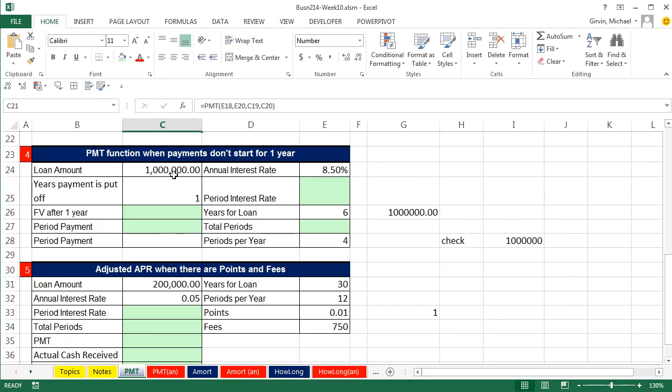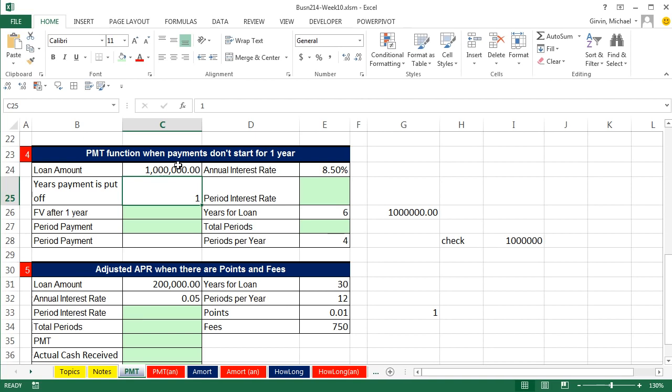All right, so this example, we're a corporation, we go out and borrow $1 million. The annual interest rate is 8.5%. We're going to do it for 6 years. And there's 4 periods per year, so we're paying quarterly. Now, here's the thing. We're going to put off paying any payments for 1 year.